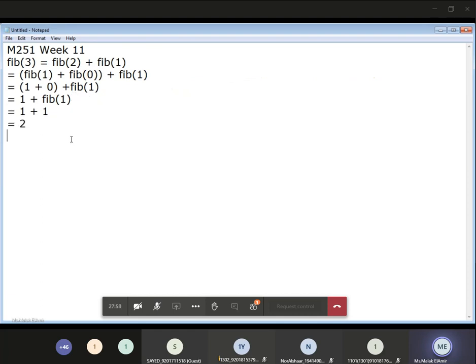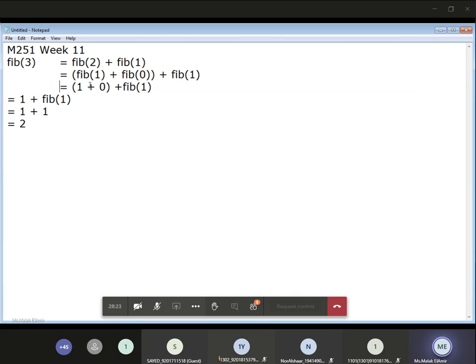I'm writing it so you can see it. Fibonacci of 3 will be Fibonacci of 2 plus Fibonacci of 1. What is Fibonacci of 2? It will be the last 2, so 1 and 0. Okay? And Fibonacci of 1 returns 1, Fibonacci of 0 returns 0. So 1 plus 0 will be 1. And Fibonacci of 1 returns what? 1. Then it will be 1 plus 1, equals 2.